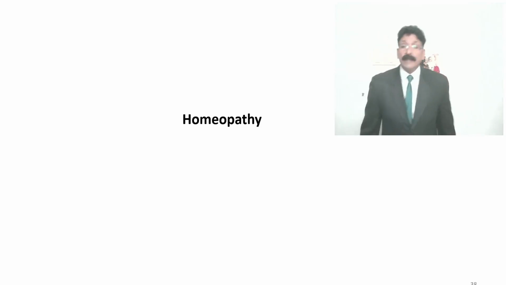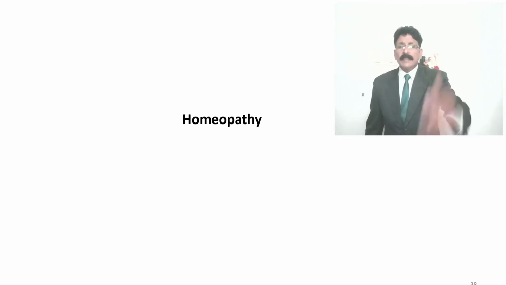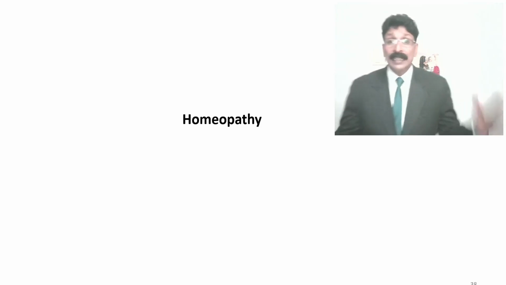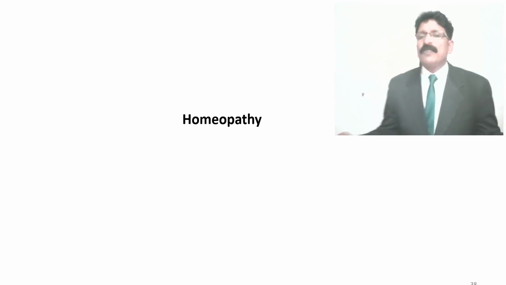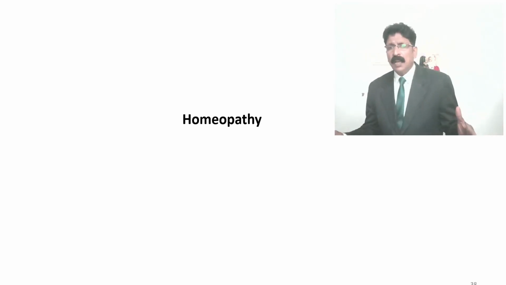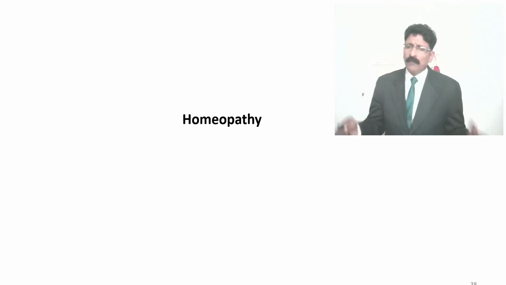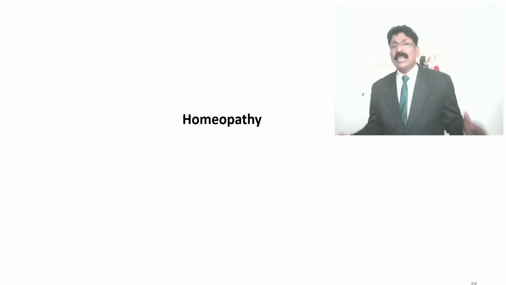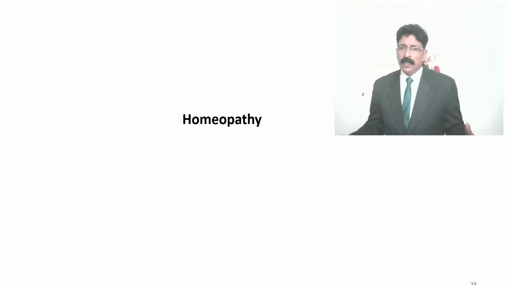In the next class we will continue with the system of homeopathy. We have seen the important main systems and the contribution of pharmacognosy. Next class we will see about homeopathy. Still we have to go for Chinese medicine. The next class we will continue.